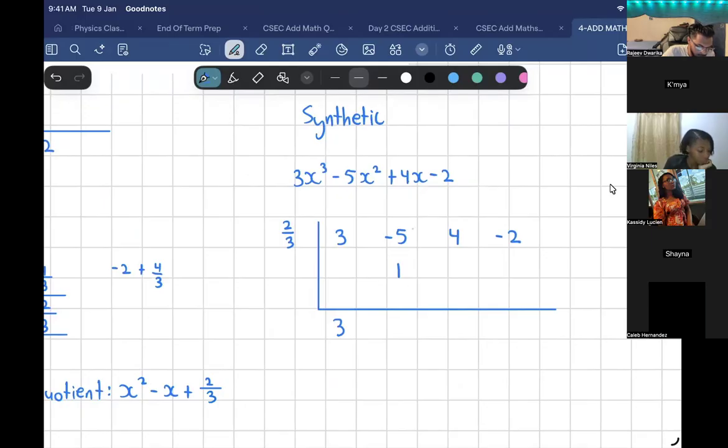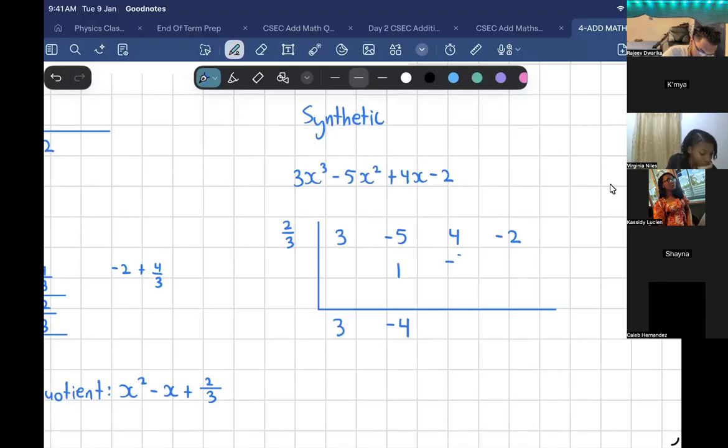And then you multiply again by 2/3. And 2/3 by minus 4, that'll be minus 8 over 3.